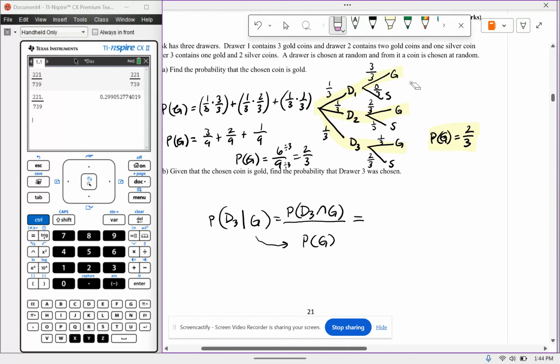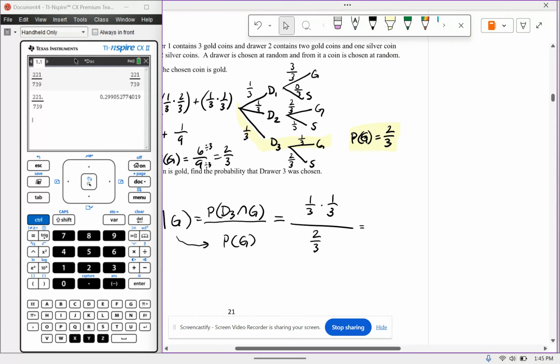Okay, so that's a G. Now I'm trying to find the probability of D3 and G. I'm going to multiply across branches. D3 and G, so that's going to be 1/3 times 1/3 over the probability of G, which is gold, up here, 2/3. Okay, 1/9 divided by 2/3.